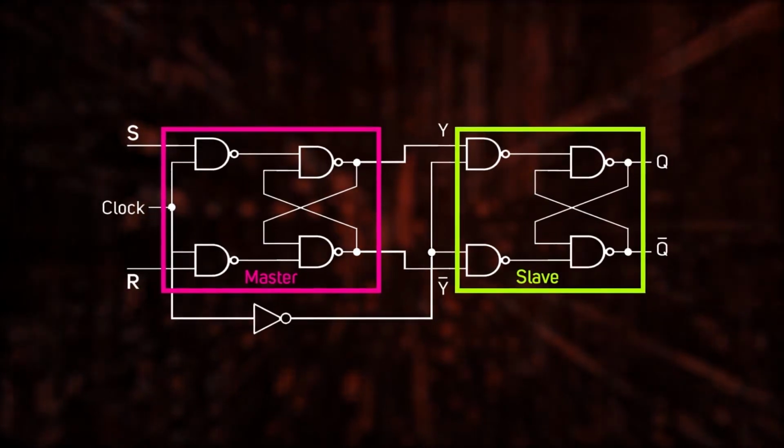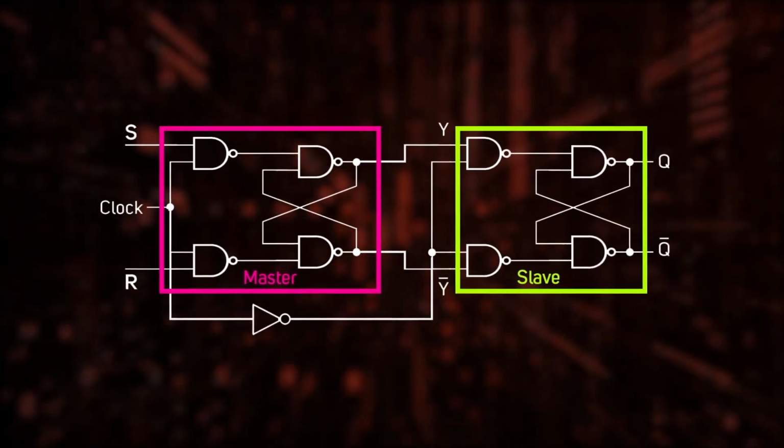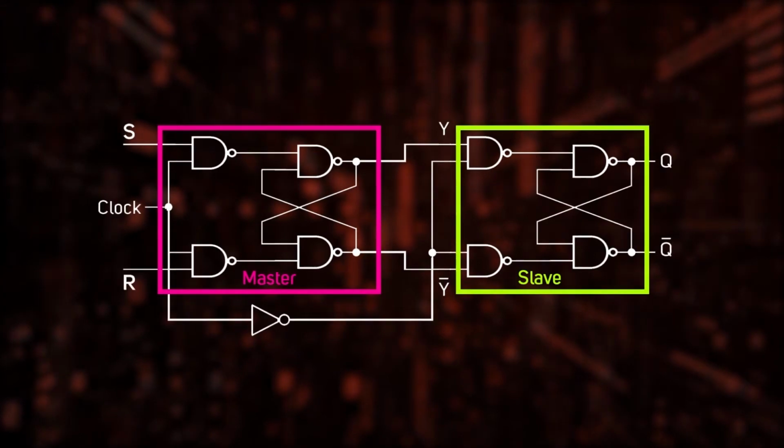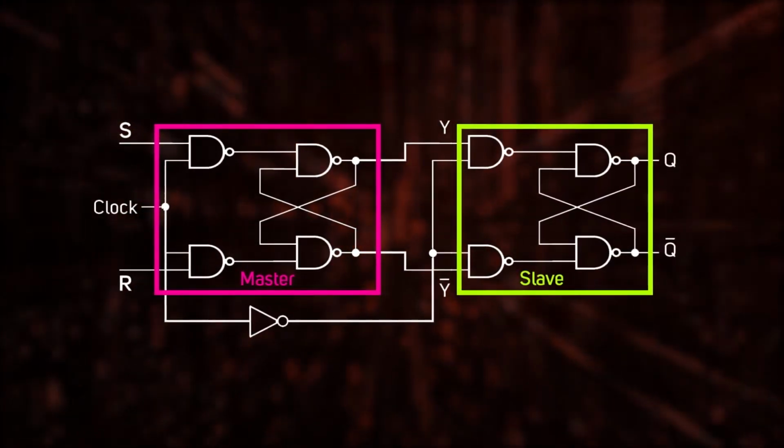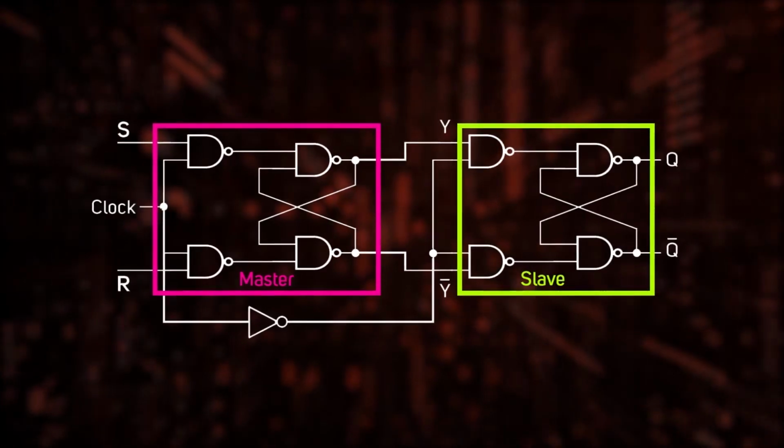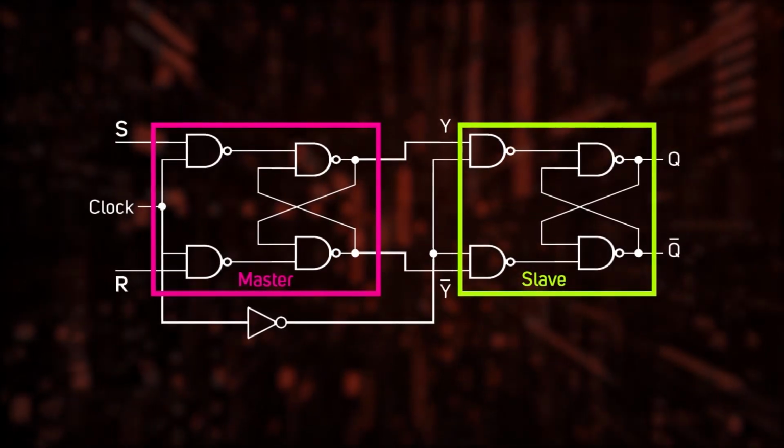In the basic SR flip-flop, when the clock pulse is low, the flip-flop was inactive and remained as a storage element which held the recent value of the flip-flop when the clock pulse was high. Now, it is time to see the working of the master-slave SR flip-flop.